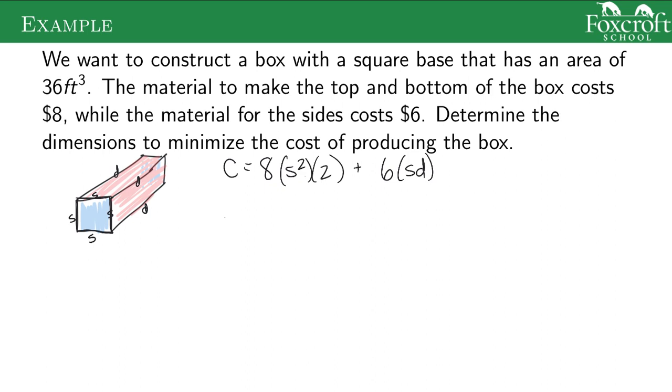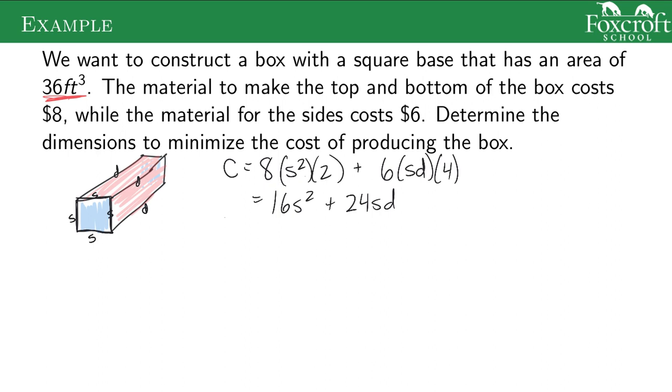And there's 4 of them. All right, so all in all, I'm going to get 16s squared plus 24SD. That is my cost function based on the dimensions, but I have 2 variables right now, S and D, so I need to figure out a way to get rid of that. And the way we're going to do that is using the one piece of information we don't have written down anywhere, and that's the 36.